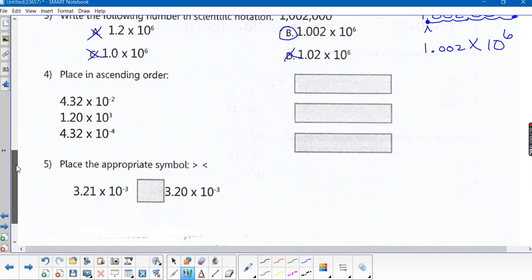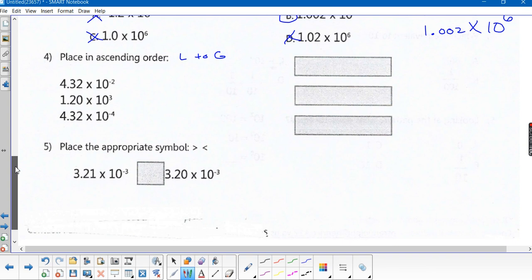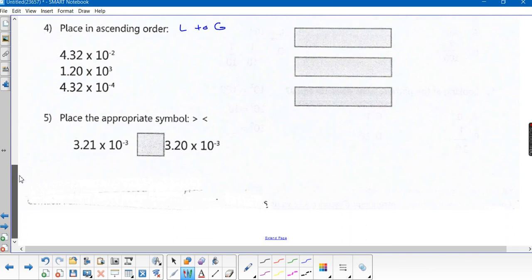Okay. Place in ascending order. That's least to greatest. When we're trying to compare these things, again, we look at exponent first and then the base. We talked about that on our daily dose. So the smallest base is that -4. Next would be the -2, and third would be that 3. So from top to bottom, I'm going to go 4.32 times 10 to the -4th power. Second, 4.32 times 10 to the -2nd power. And then 1.20 times 10 to the 3rd.